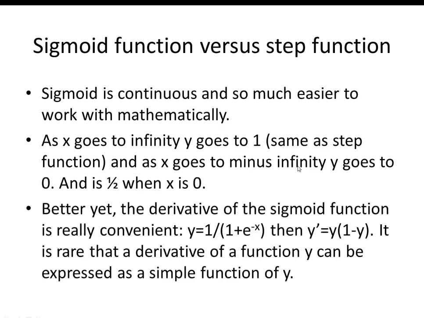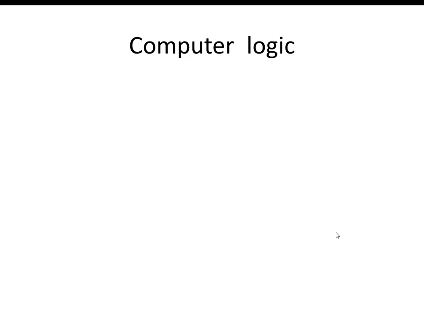Another thing, number 3, and better yet: the derivative of the sigmoid function is really convenient. If y equals this, the derivative turns out to look like that, where the derivative is just a function of y. That's a very unusual thing. You don't usually get that, and maybe you don't remember much about derivatives, but anyway, trust me, it doesn't happen. So this is very simple and nice, and that's attractive. So it turns out to be useful.